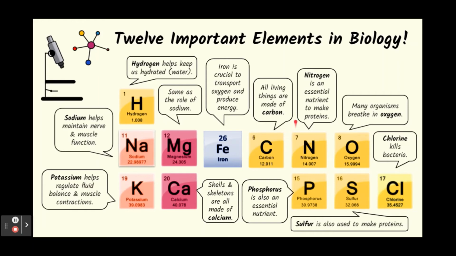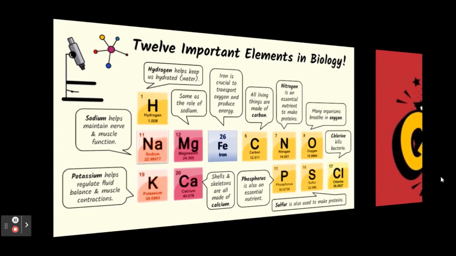And then nitrogen. Nitrogen is another essential nutrient that makes proteins. And then oxygen, many organisms breathe in oxygen. And then we have phosphorus. Phosphorus is also another essential nutrient like nitrogen. And sulfur is also used to make proteins. And then we have chlorine, which kills bacteria. So here are just 12 important elements in biology.